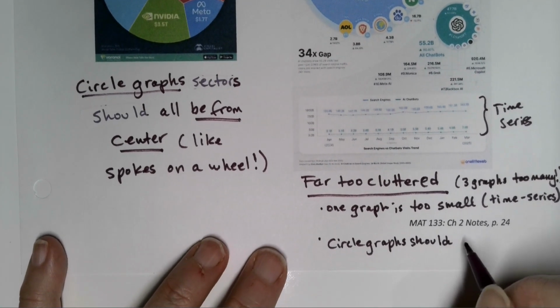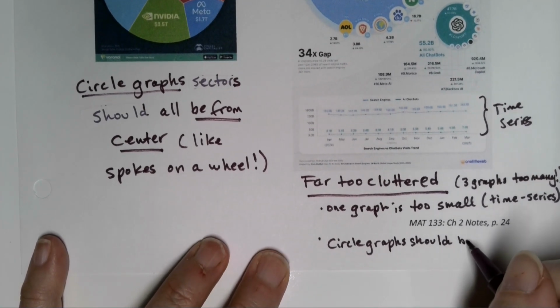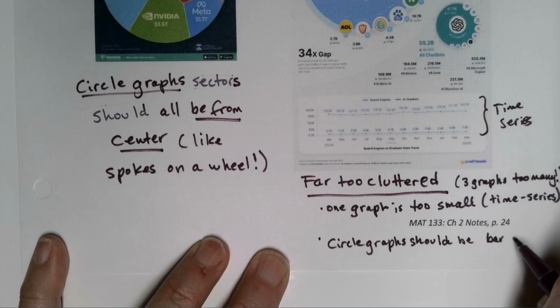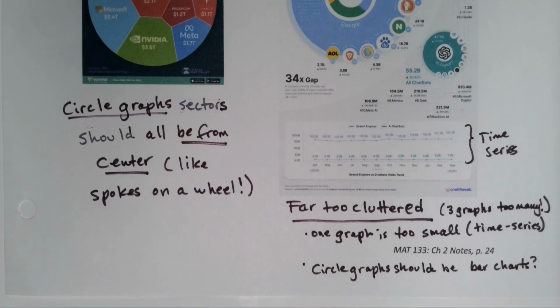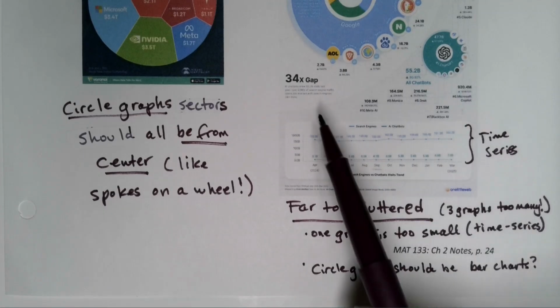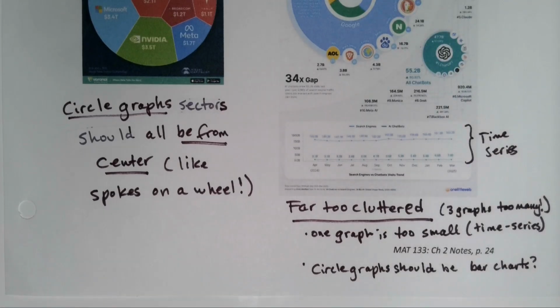And the circle graphs should be bar charts, maybe? I mean, anything would be better than this. Bar charts or something like that. But it should not be three of them, and they should not have all this extra written stuff all over the place. If you need to write stuff like that all over the place, you're doing a bad job. Right? It is not a good graph.